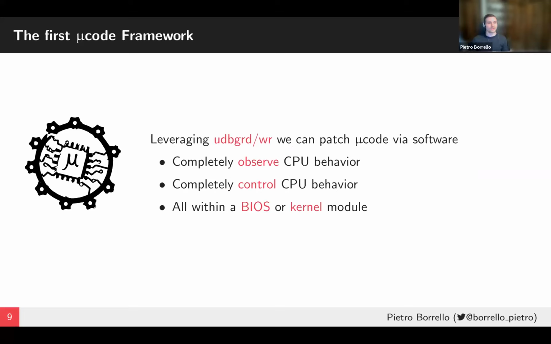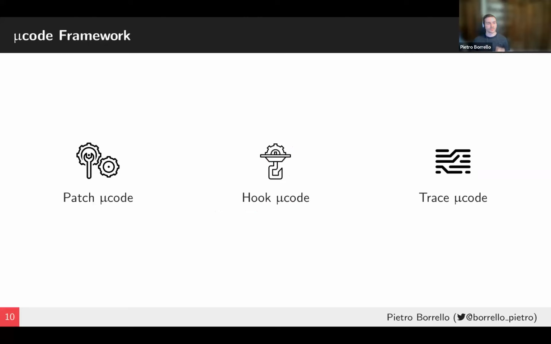So with CustomProcessingUnit, the idea is to leverage those instructions to patch microcode via software. So we can completely observe the CPU behavior since we have microcode visibility, but we can also completely control the CPU behavior through the microcode. And all within a BIOS or a kernel module, since we can have those microcode instructions affected from software thanks to the undocumented instructions. So our framework is able to patch, hook, and even trace microcode execution at runtime to give you a deep understanding of our CPUs.